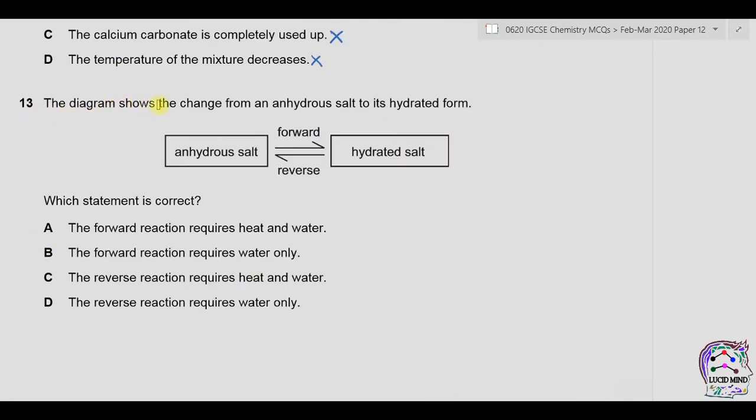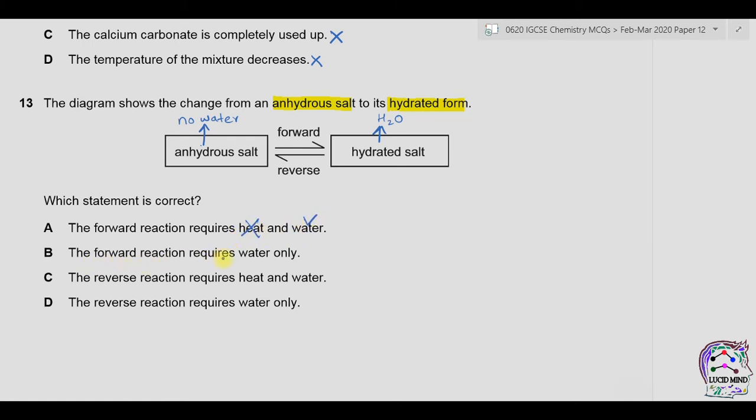Question 13. The diagram shows the change from an anhydrous salt to its hydrated form. Which statement is correct? Anhydrous means without water, so there is no water present in anhydrous salt. When we add few drops of water, the reaction goes in forward direction and the salt becomes hydrated. Now it has some amount of H2O physically present. A. The forward reaction requires heat and water. Now it does not require heat, it only requires water.